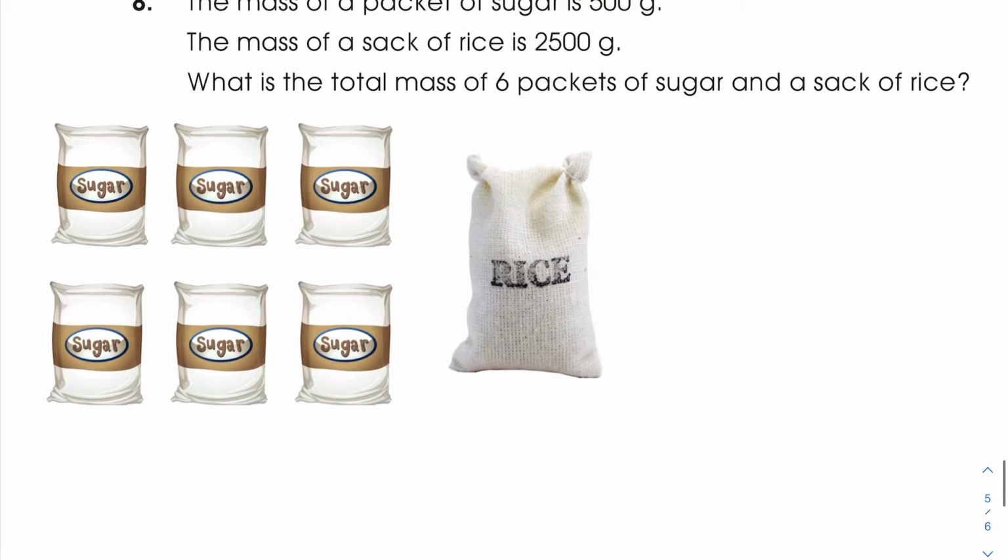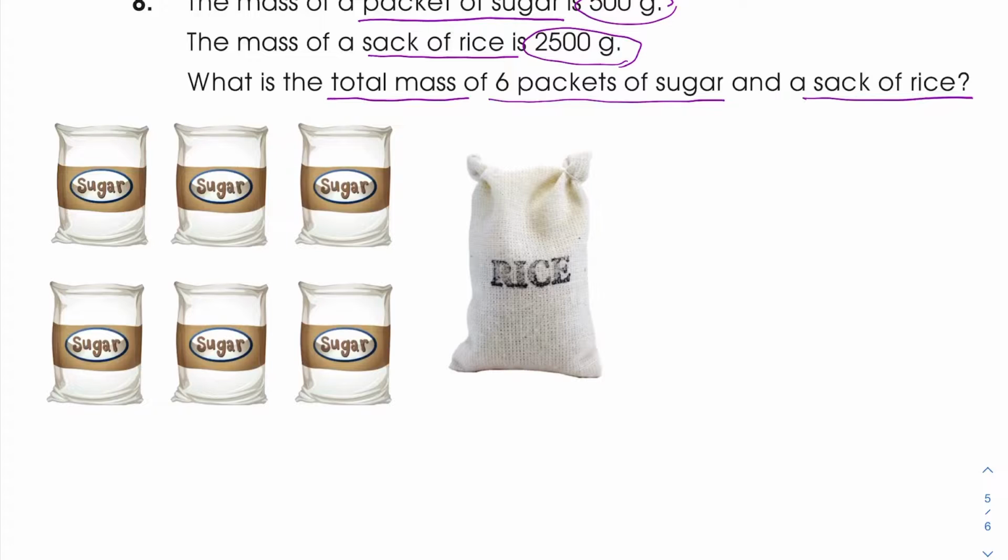Last question. The mass of a packet of sugar is 500 grams. The mass of a sack of rice is 2,500 grams, as you can see in the picture below. So what is the total mass of 6 packets of sugar and 1 sack of rice? So here, as you can see, I have 6 packets of sugar. Each of them is 500, so I can put 500 grams, 500 grams, and I'm going to do the same for everything. 500 grams, 500 grams, 500 grams. And the 1 sack of rice is 2,500 grams.